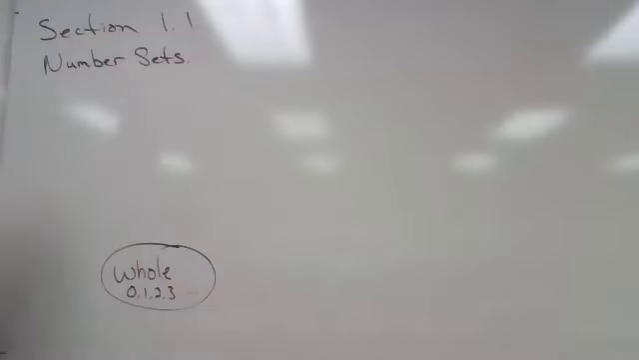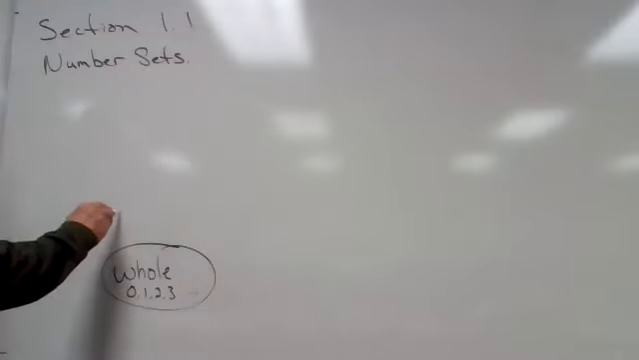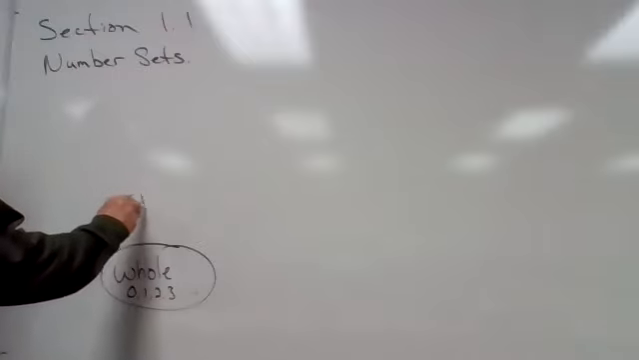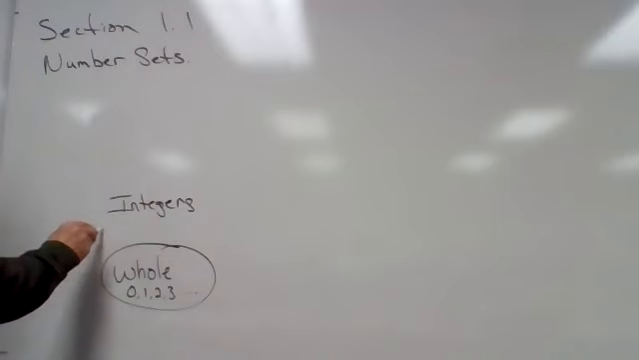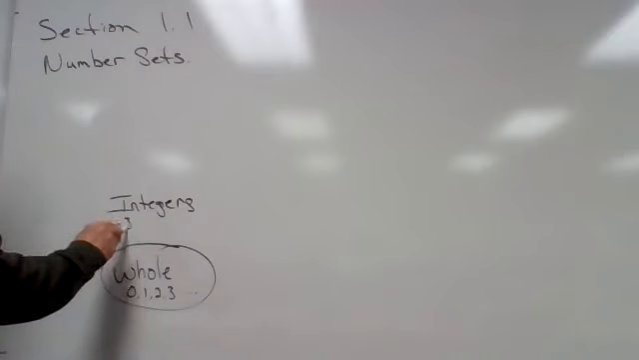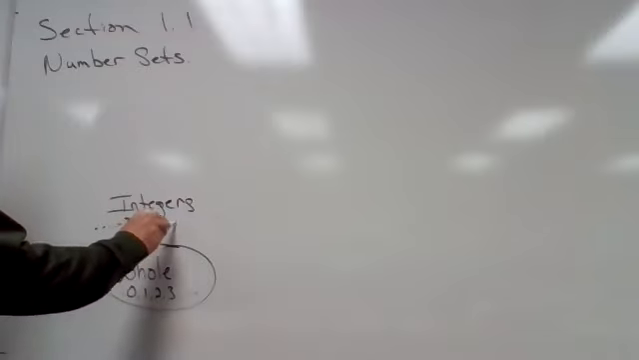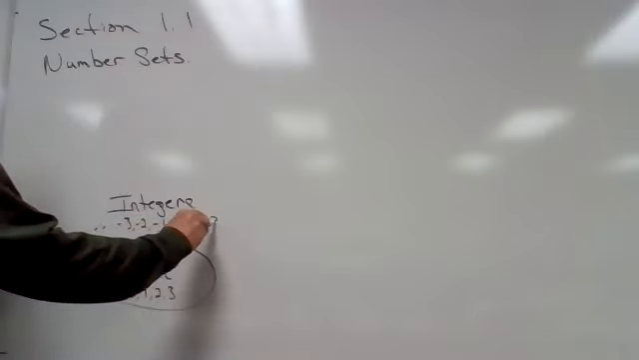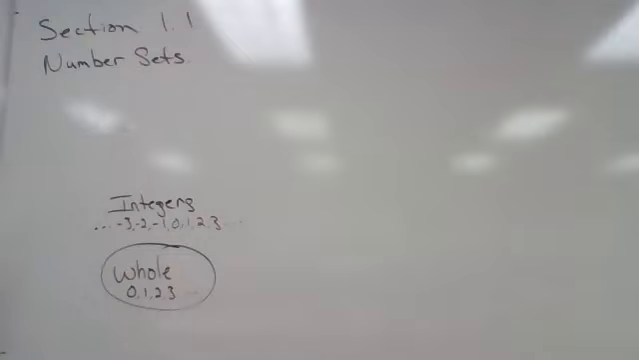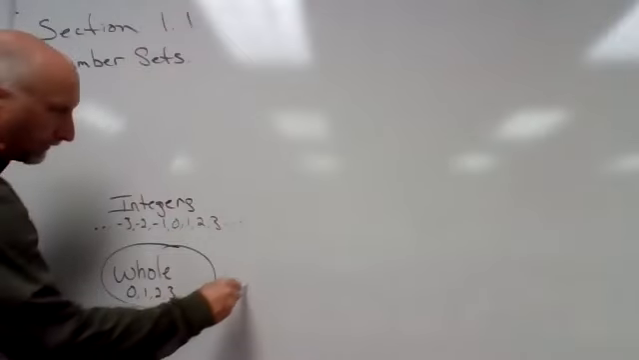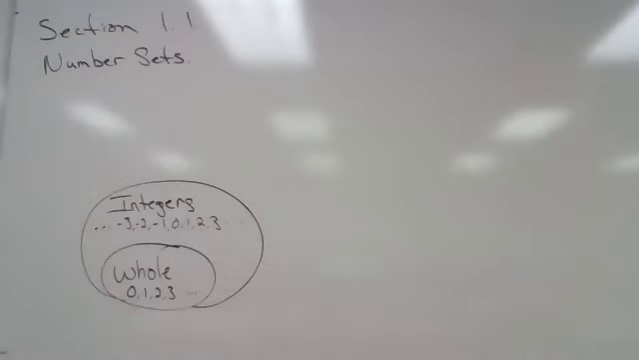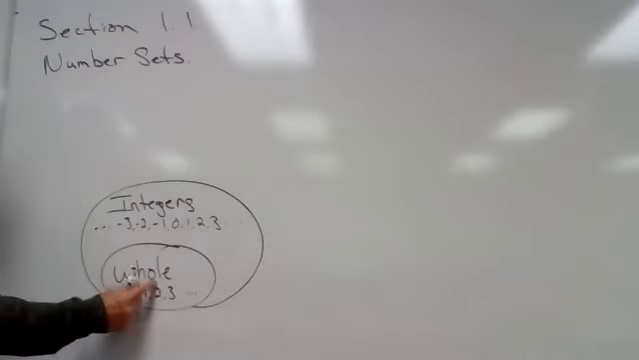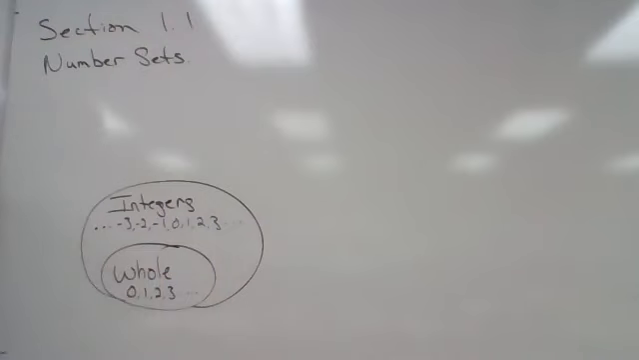Now, we know that sometimes numbers are negative. So if we include the negative numbers, those are called integers. The integers include all the negative numbers, -3, let's say, -2, -1 to 0, and all the positives as well. I'm going to draw another bubble that has the integers surrounding the whole numbers. And that indicates that every whole number is also in the integer group, okay?